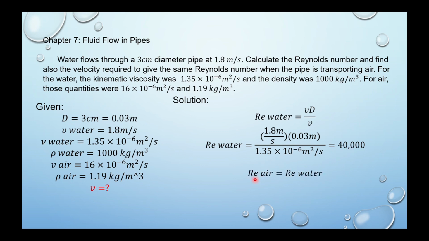Since Re of air is equal to Re of water, velocity times 0.03 meter over 16 times 10 raised to negative 6 square meters per second is equal to 40,000. Simplify, so our velocity is equal to 21.33 meters per second.